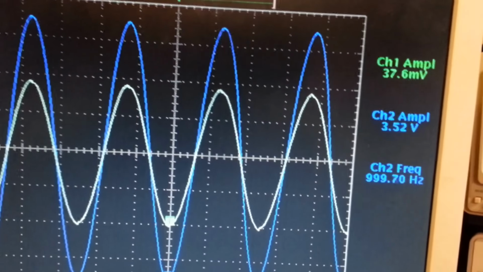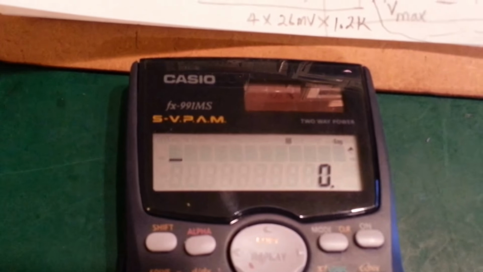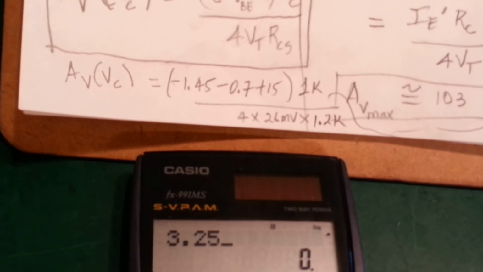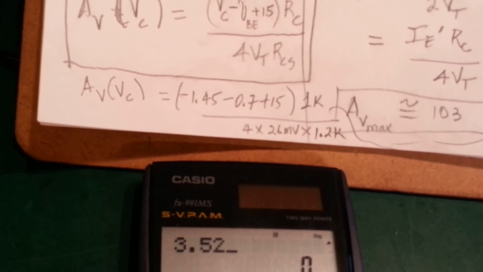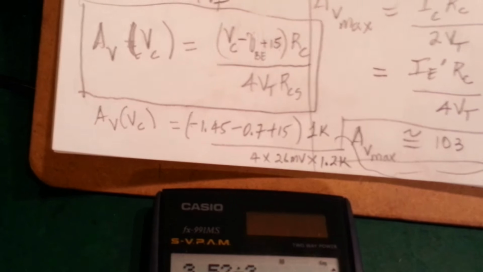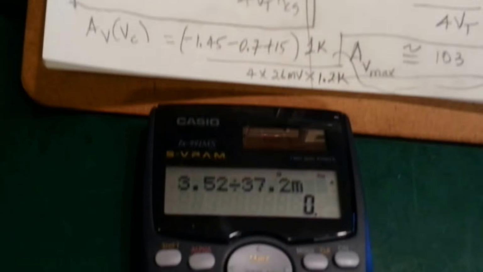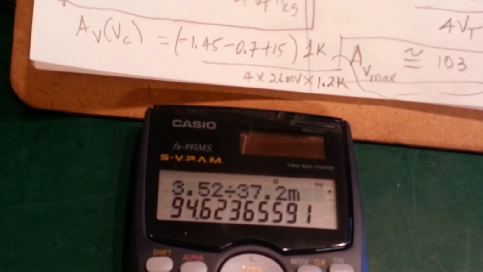It's slightly less than 100, as you can see. So let's punch that into our calculator: 3.52 divided by 37.2 millivolts that I'm putting in. There you go. Our gain is 94.6.